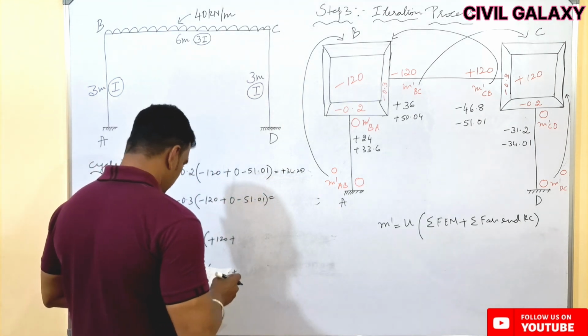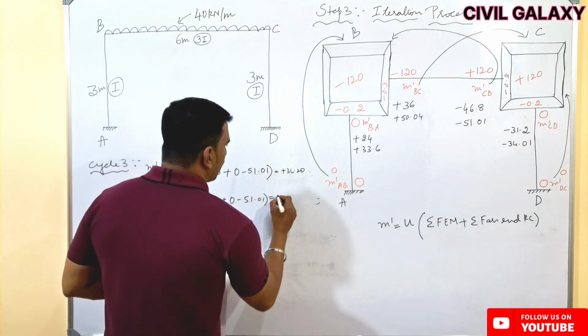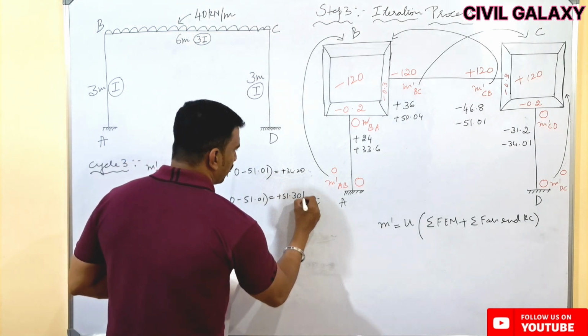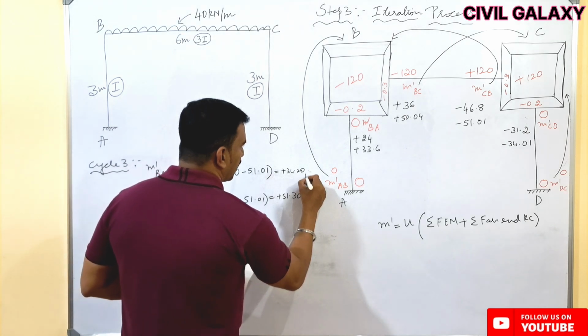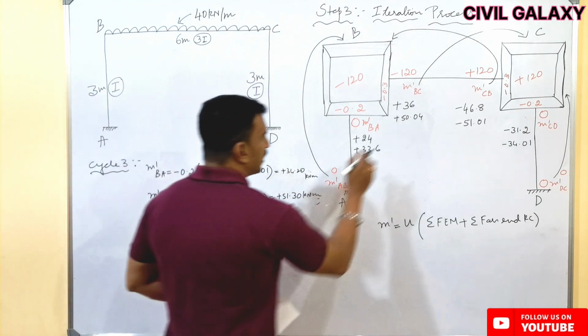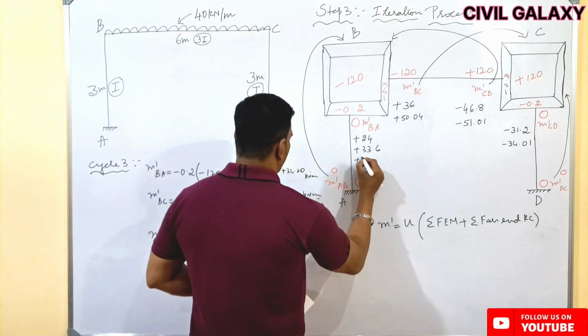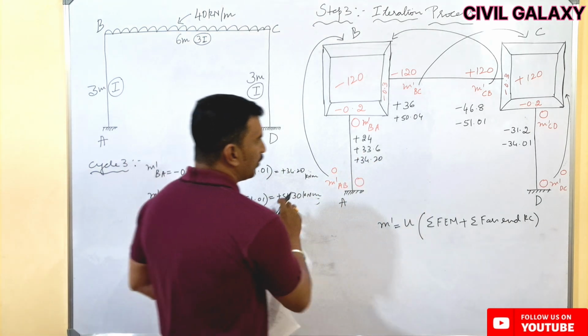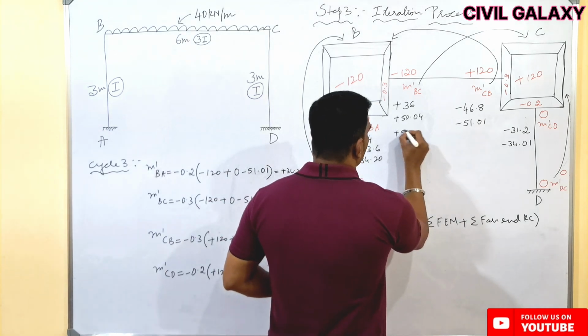This gives a value of plus 34.20, and this gives a value of plus 51.30 kilonewton meters. Here also it is kilonewton meters. So this value we need to consider over here, that is plus 34.20, and this value which is plus 51.30.